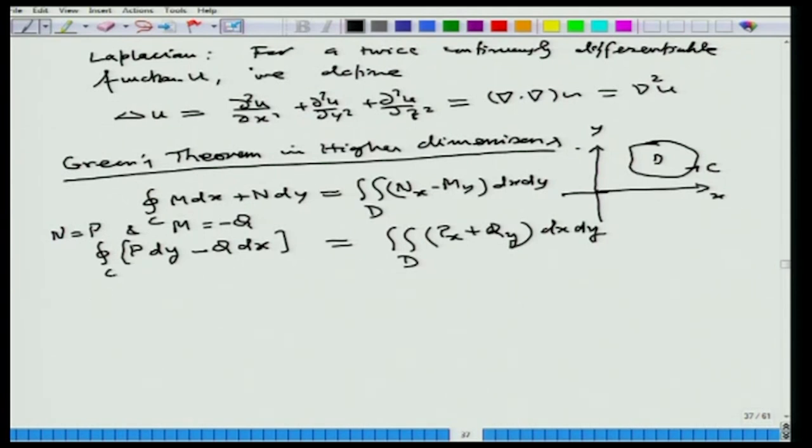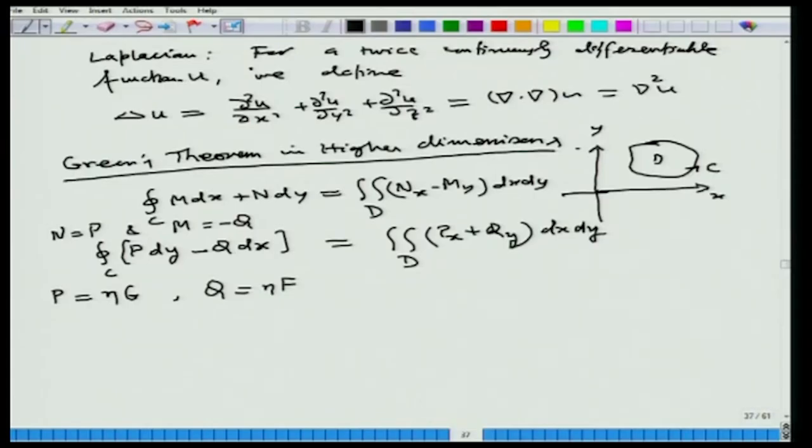Now we take P equal to η g and Q equal to η f. Here η, g and f are continuously differentiable functions on D, and piecewise continuous on the boundary of D, that is on C, and C is of course assumed to be piecewise smooth. That means at each point the tangent and normal are defined except at finitely many points. So, putting this P and Q here, you get the following.